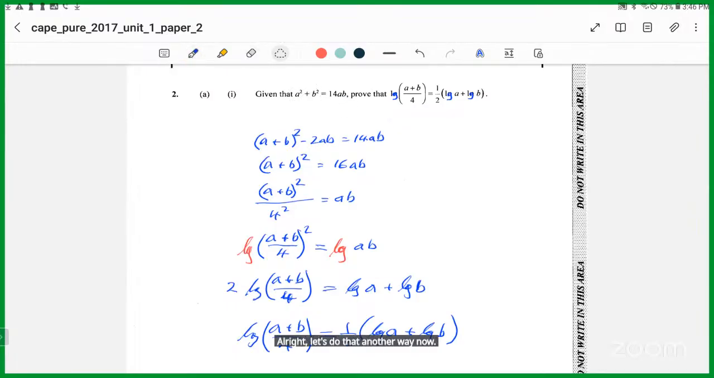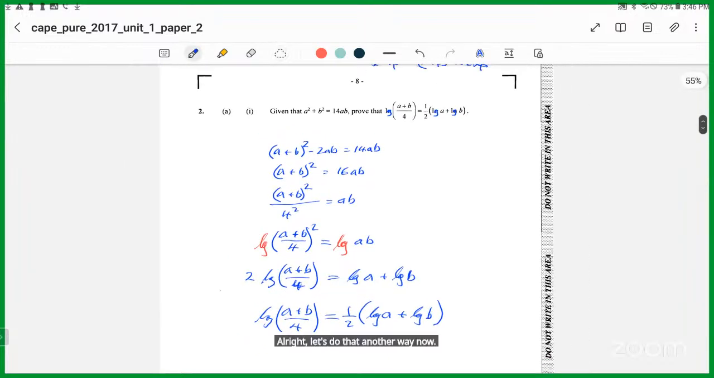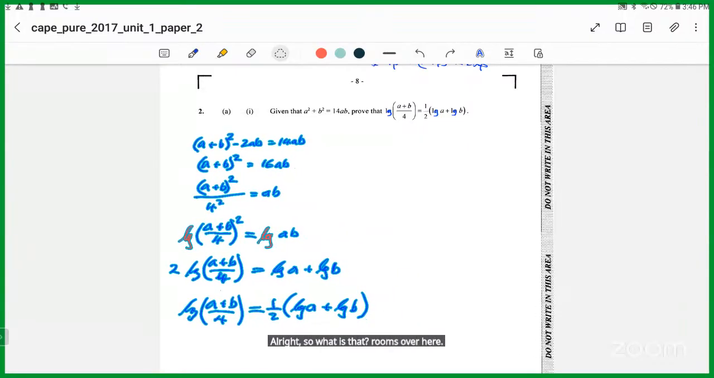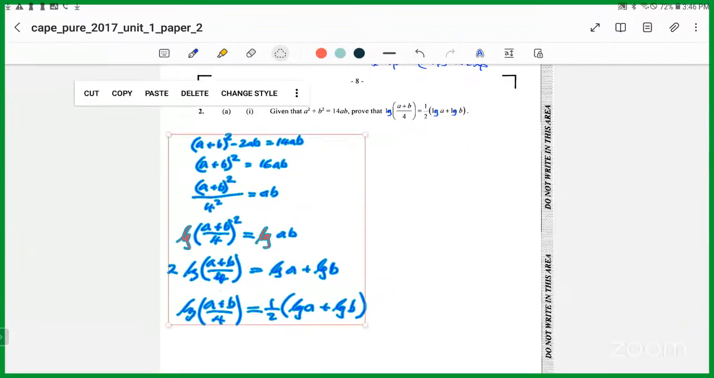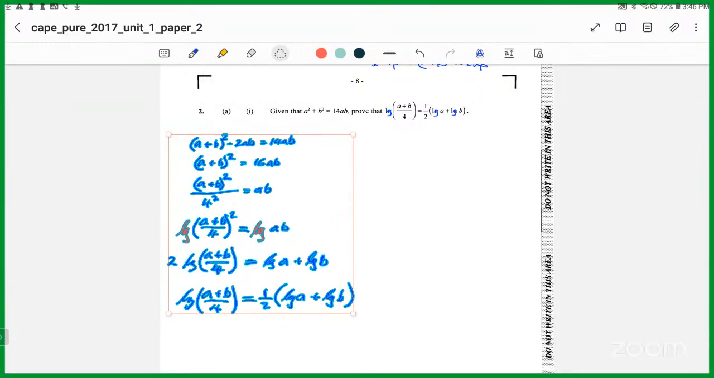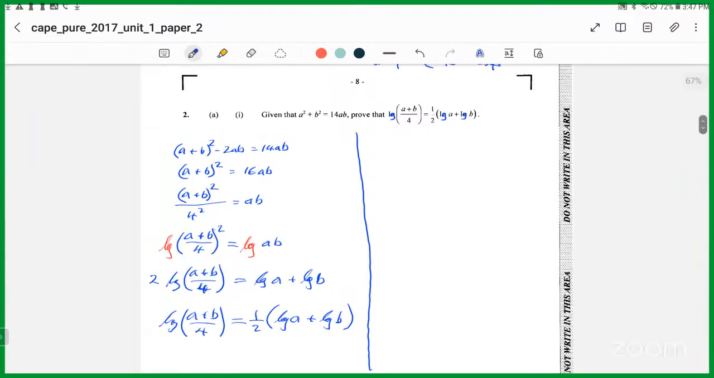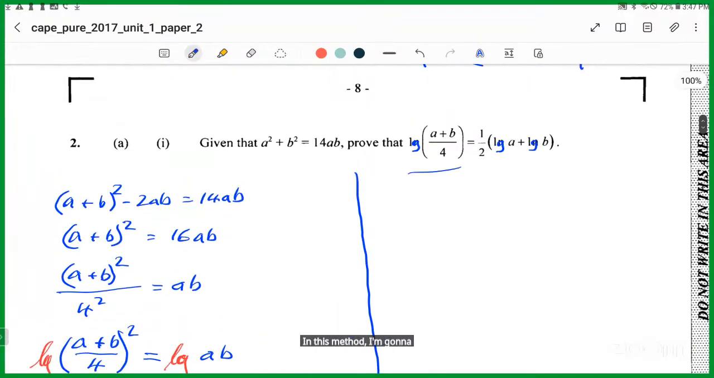Alright, let's do it another way now. I'm now going to be working from this thing. Watch this now. Bring the proof another way. Bring this over here. So in this method, I'm going to be working from this and try to show that this is equal to that. And as I said, this must come into play at some point.